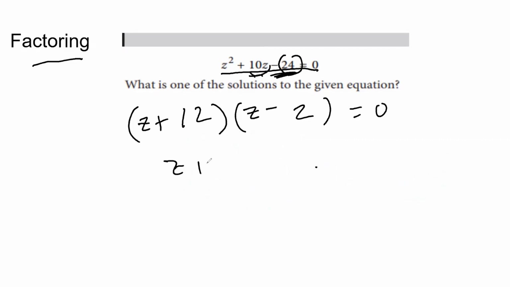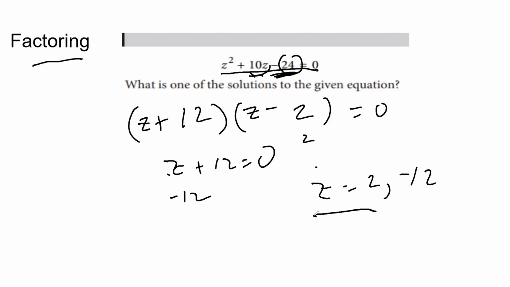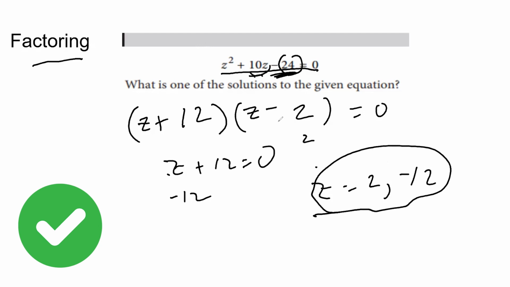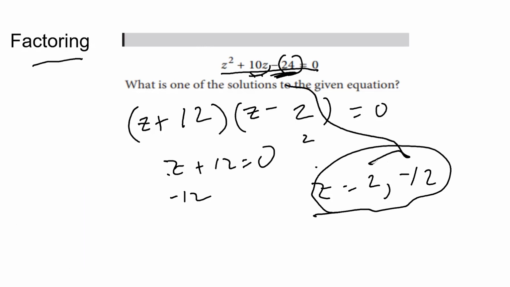Well, you set z plus 12 equal to 0. What gives you 0 if you put it in for z? It's negative 12. What about this one? It's 2. So z is equal to 2 and negative 12. Either one of these will give you the right answer. It says one solution, so you could do either one. It doesn't matter. And if you plug these into z, you're going to get 0 when you plug it in.